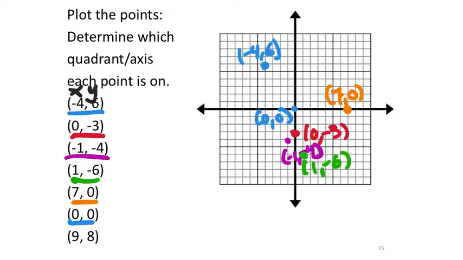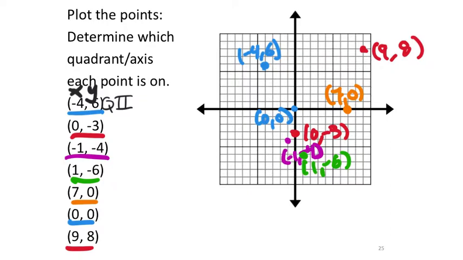And then 9, 8, we'll do in red. So 9 x value, that's 9 to the right, then 8 up, boom. It's kind of small on my iPad, but I think I got them all on the graph. Now we need to identify the location of each. So -4, 6, that's the blue point in the top left. That would be quadrant 2. I'm going to put a Q with that.